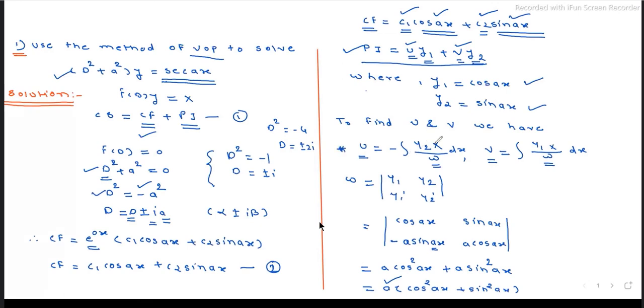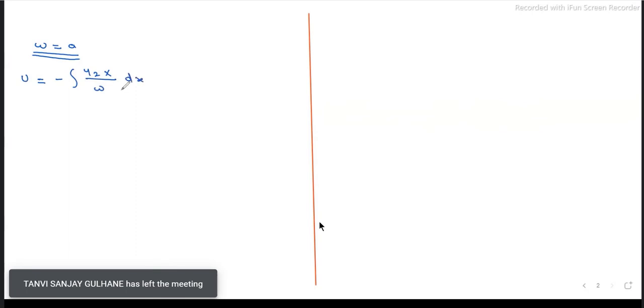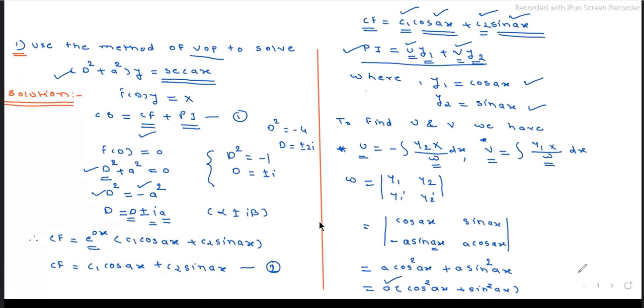U is minus integration of y2 X upon W dx. What is V? Integral of y1 X upon W dx. So write down the formula for U. It is minus integration of y2 X upon W dx. It is equal to minus integration of. अब y2 क्या है? ऑलरेडी हमने चूज किया था. y2 क्या है? sin ax and y1 क्या है? cos ax. Okay, so y2 is sin ax and y1 is nothing but cos ax.